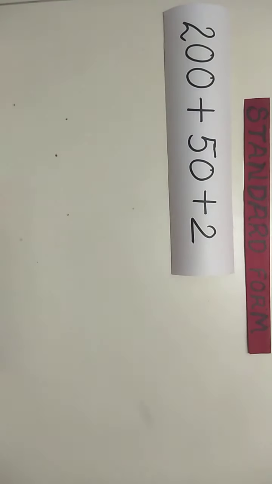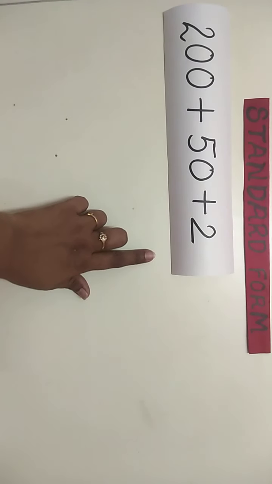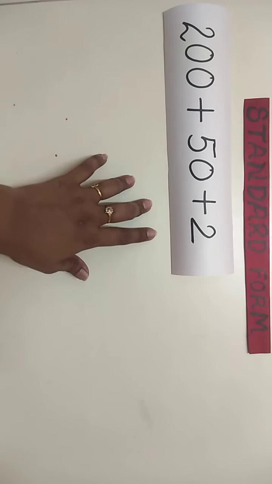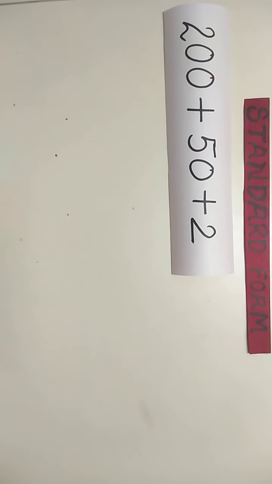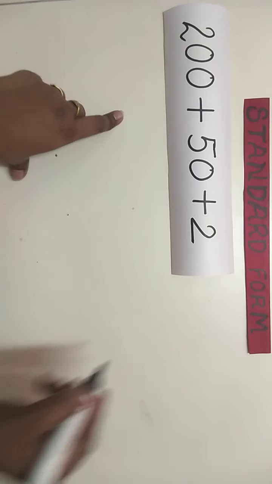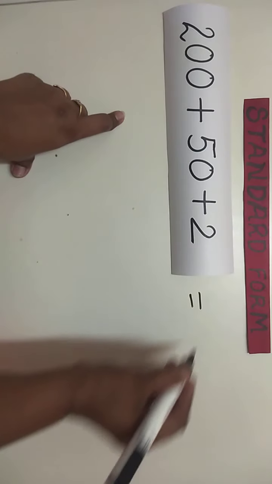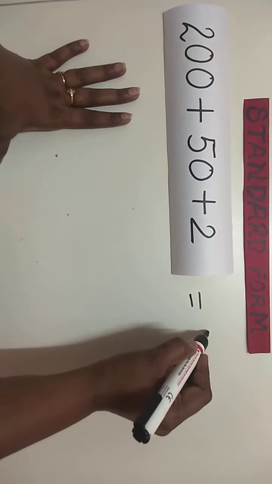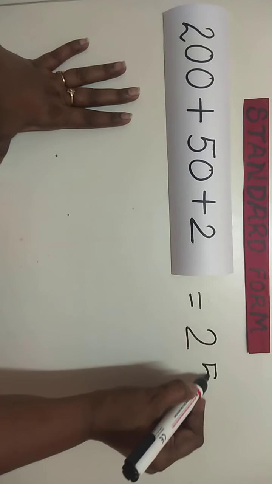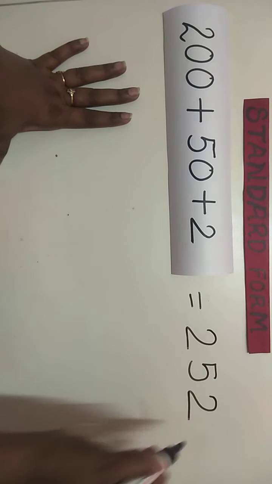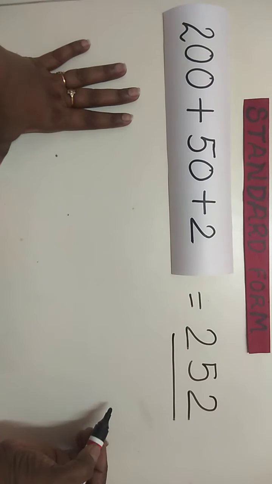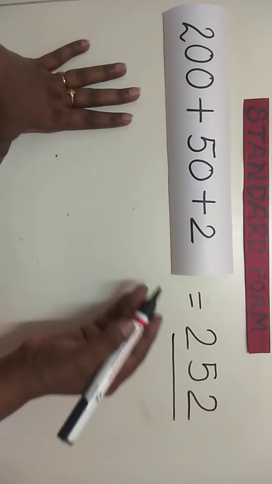For example, this is an expansion of a number: 200 plus 50 plus 2. Let us begin writing it in the standard form. It is 252. We can cross-check our answer by putting the place values starting from right to left.